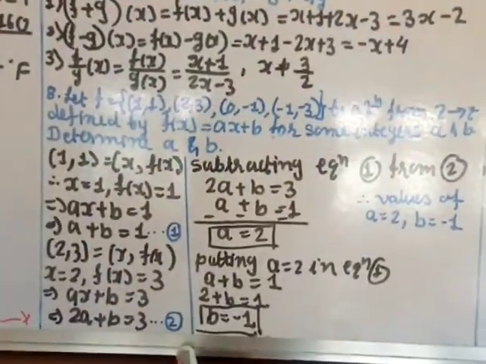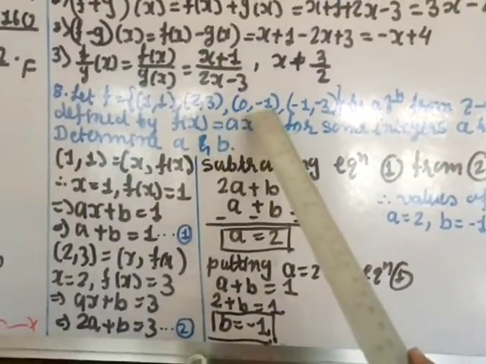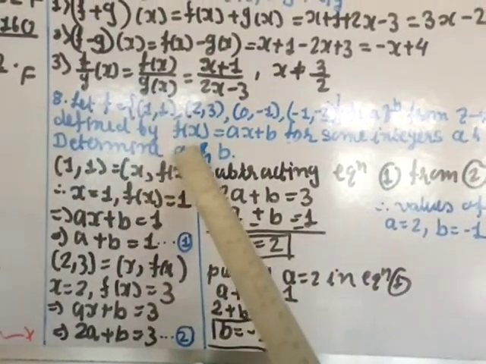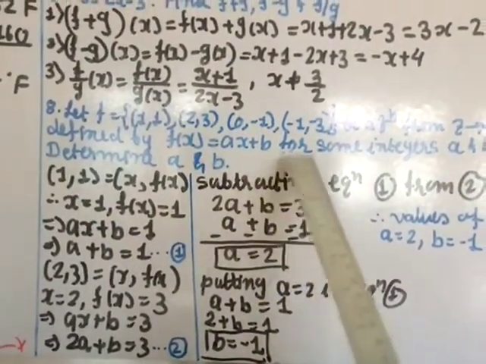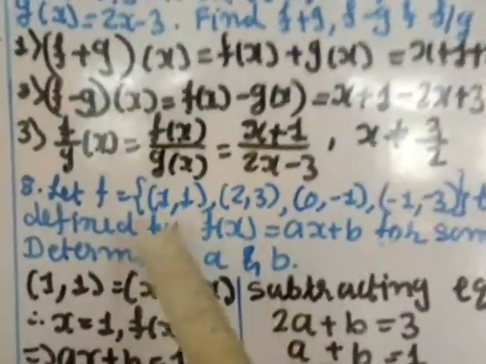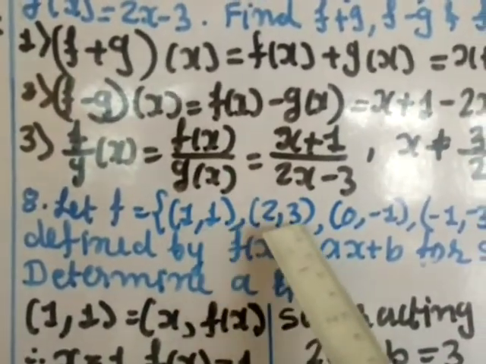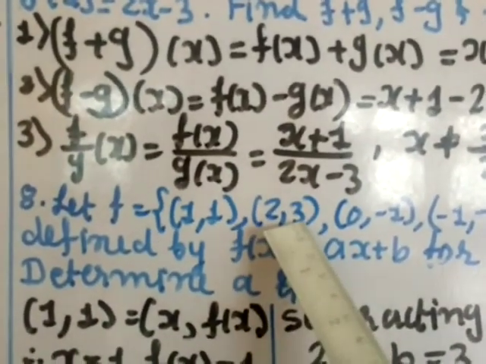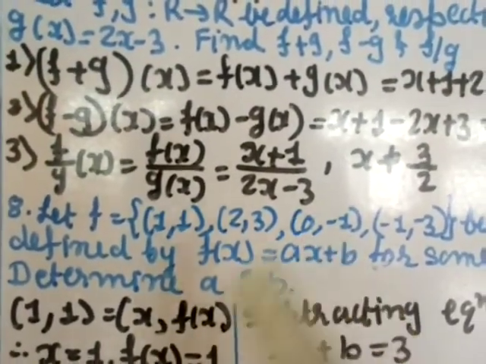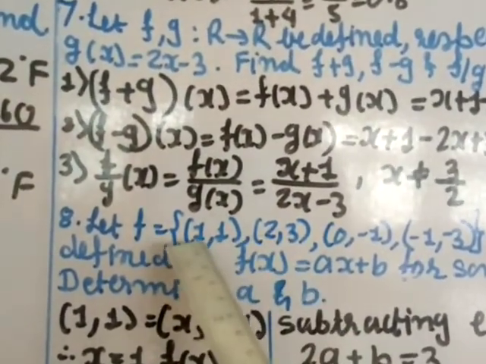Question number 8. Let f be equal to the ordered pairs (1, 1), (2, 3), (0, minus 1), (minus 1, minus 3). Be a function from Z to Z defined by f(x) equal to ax plus b for some integers a and b, determine a and b. Now in this ordered pair, this is x, then this is f of x. So this is 1, this is f of 1. This is x and f of x, that means this is 2, this is f of 2. This is 0 and this is f of 0, that value is minus 1. So that is the relation between 1 and 1, 2 and 3. This is x, this is f(x).